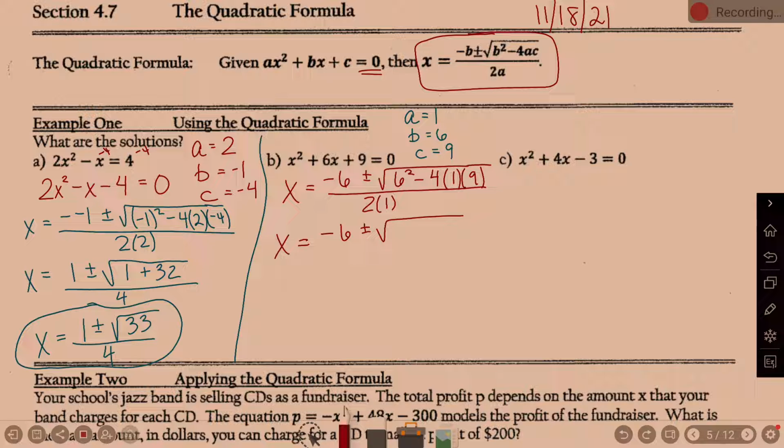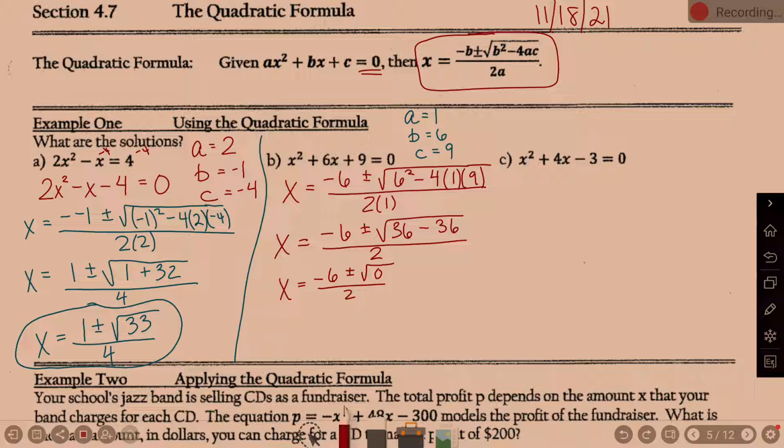What's 6 squared? 36. Minus 4 times 1 times 9. Okay, so 4 times 1 times 9 is 36. And there's just a minus sign here, right? So it's going to carry down as minus 36 all over 2. Okay, continue, Kalina. What is 36 minus 36? So negative 6 plus or minus the square root of 0 all over 2.